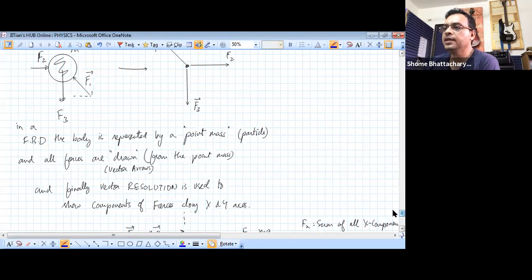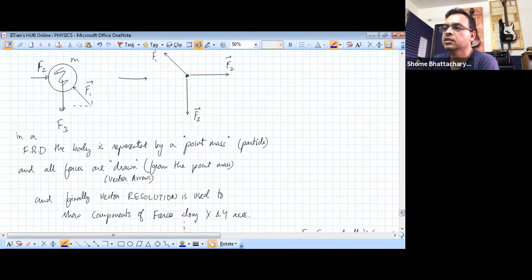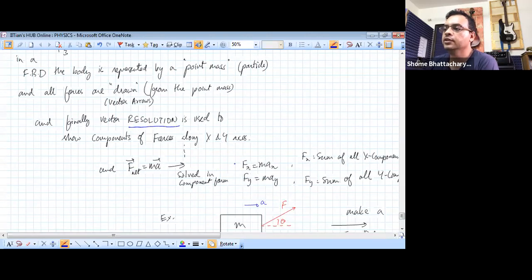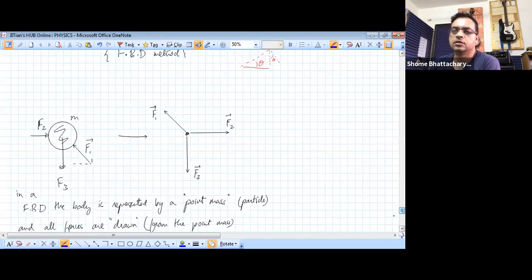So how do we apply the free body diagram method? In any situation where a body is acted upon by multiple forces, first of all, represent the body by a point mass. Then secondly, draw all the forces acting on it as force vectors from that point mass. The next step is to resolve the forces into components along the x and y axes. And once you resolve them, convert your vector formula, net force is mass into acceleration, into two scalar equations, the x component of force and the y component of force, like this. Have you understood this concept of free body diagram?